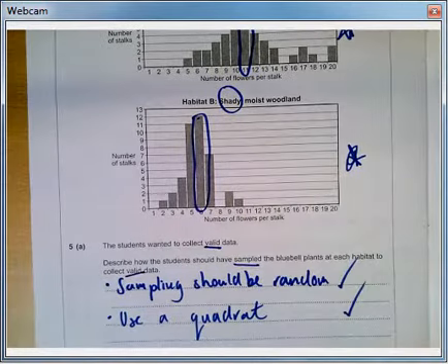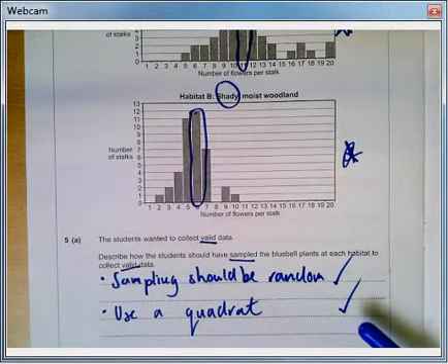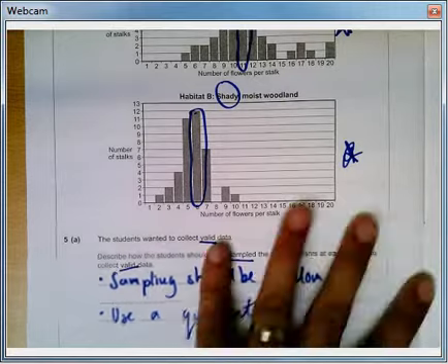Well, if you're sampling and you want it to be valid, you should certainly be random, which is what I've stated over here, and you should certainly use a quadrat. So remember, quadrats, you have to throw them out and they land, and you count from within that, something along those sort of lines. Okay, they allow you to be completely random in your sampling. Okay, so using the quadrat allows you to be completely random.